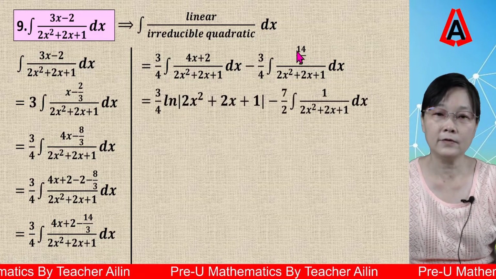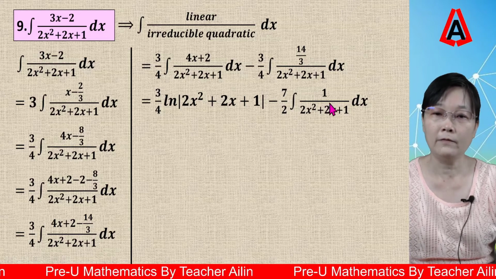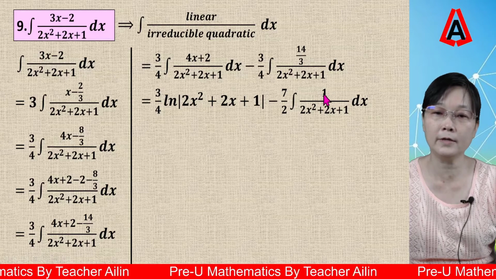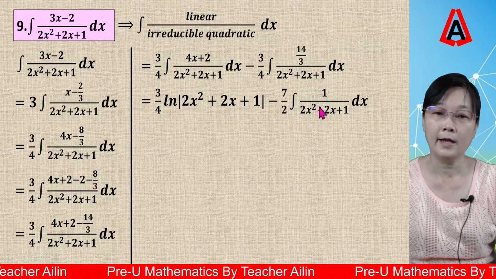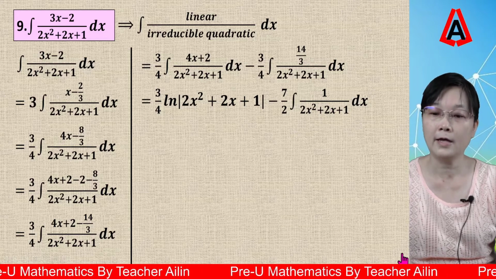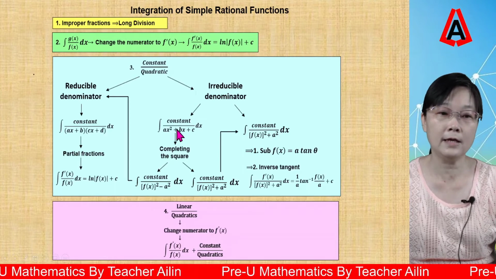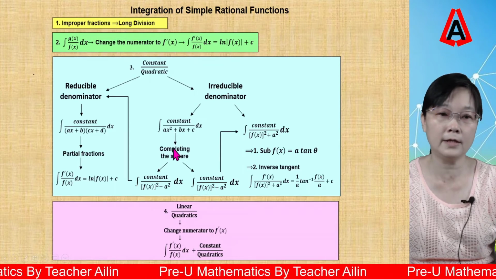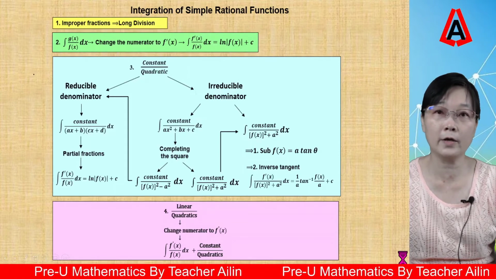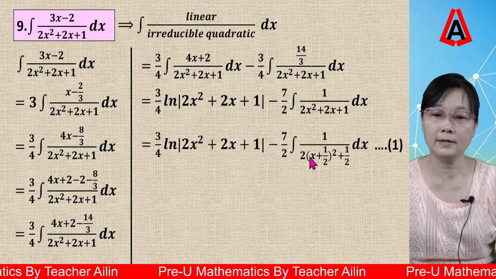Now as for this one, after simplify, I'll get something like this. When we look at this rational function, where the numerator is a constant and the denominator is an irreducible quadratic, when we look back at the mind map, for constant and irreducible denominator, we are going to carry out completing the square. So after carrying out completing the square, I'll get this one.